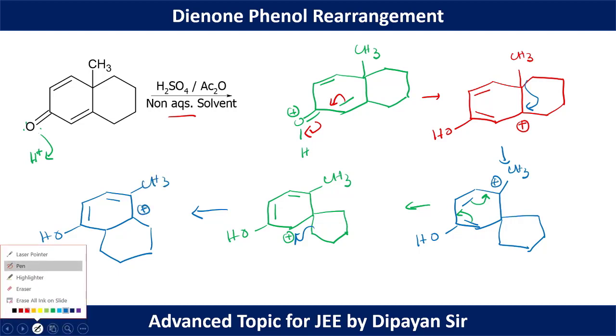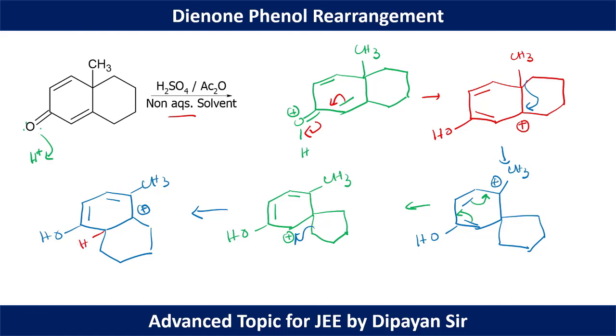And finally, this CH bond will be cleaved, and we can have our final product like this: OH, CH3 along with the 6-membered ring. Okay, so this reaction mechanism is totally different from our prediction.